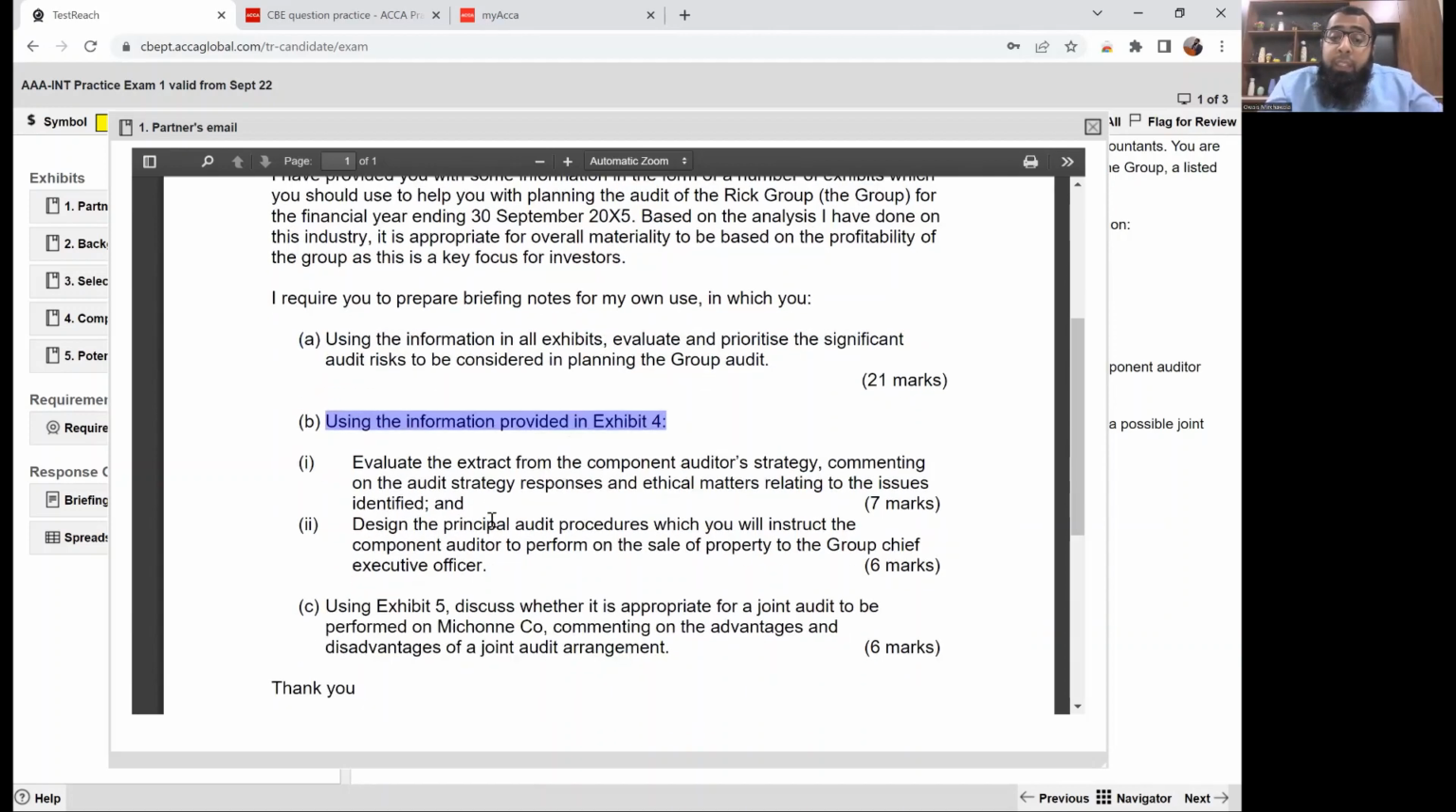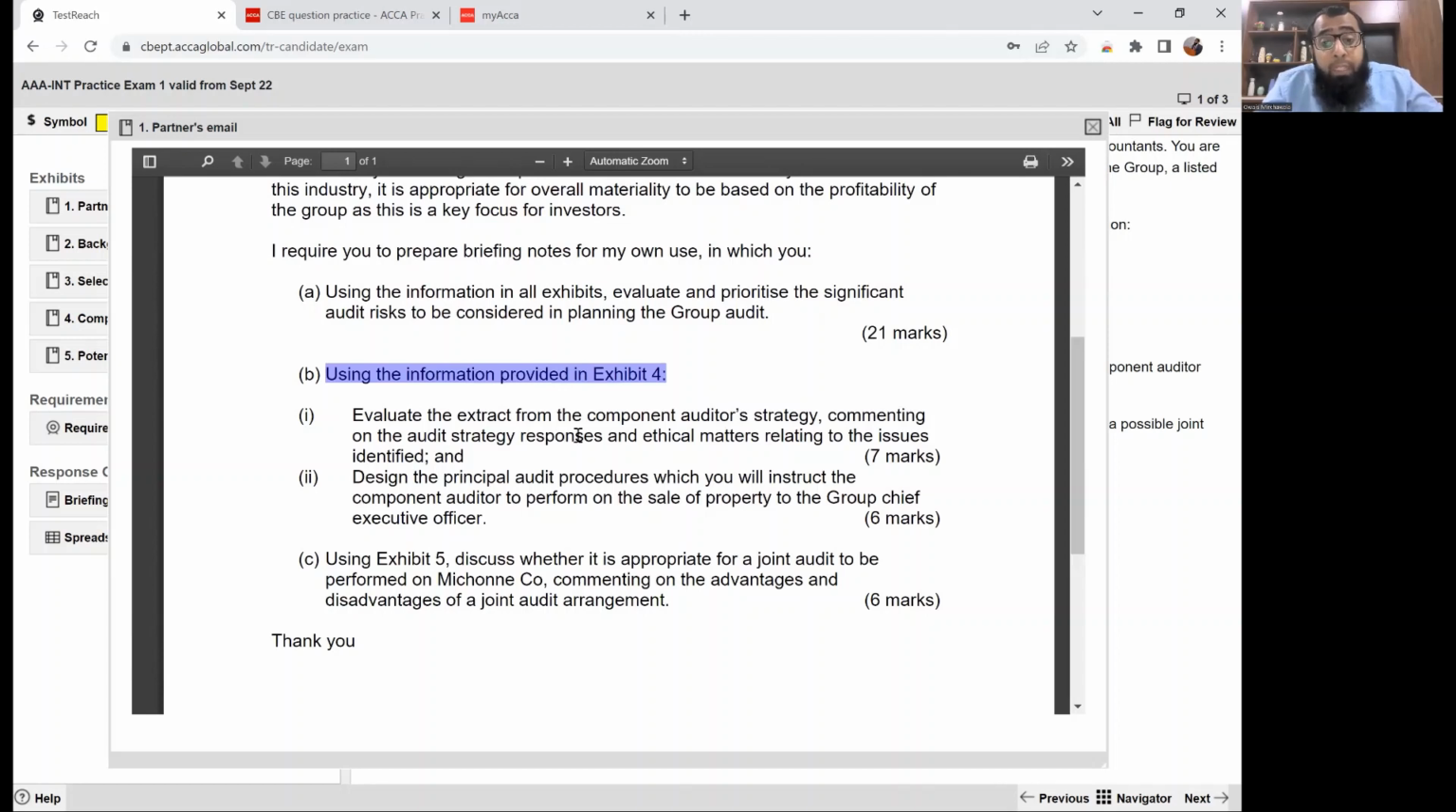Part B: using the information provided in Exhibit 4, evaluate the extract from the component auditor strategy, commenting on the audit strategy responses and ethical matters relating to the issues identified, and design the principal audit procedures which you will instruct the component auditor to perform on the sale of property to the group CEO. Part C: using Exhibit 5, discuss whether it is appropriate for a joint audit to be performed on Mikon Company, commenting on the advantages and disadvantages of joint audit engagement.